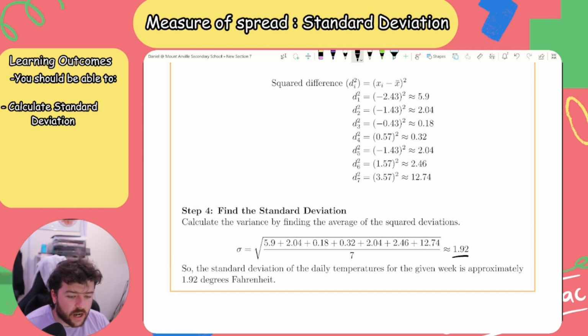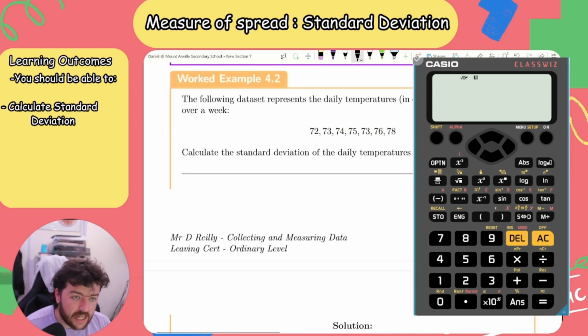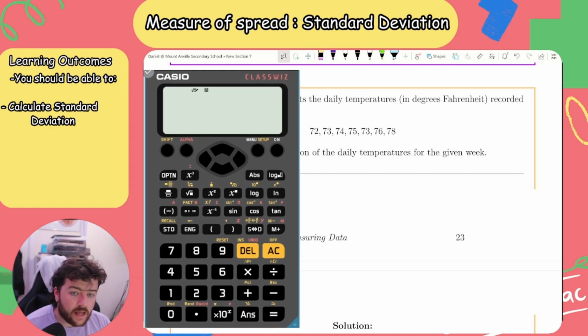But I think we can all agree, that's absolute effort. So we're just going to put it in our handy dandy calculator. Let's go back up to my data points and enter it all in. I'm going to click Menu, Statistics, One Variable. I don't need my frequency column for this, so I don't need to turn it on. 72 is my first point, 73, 74, 75, 73, 76, 78.